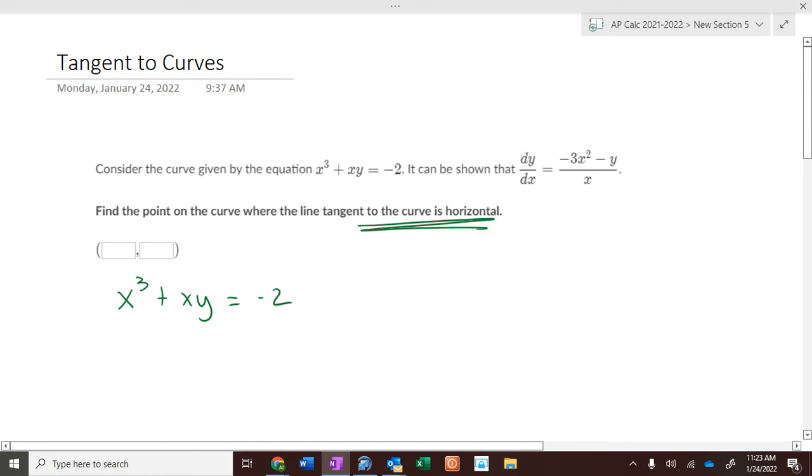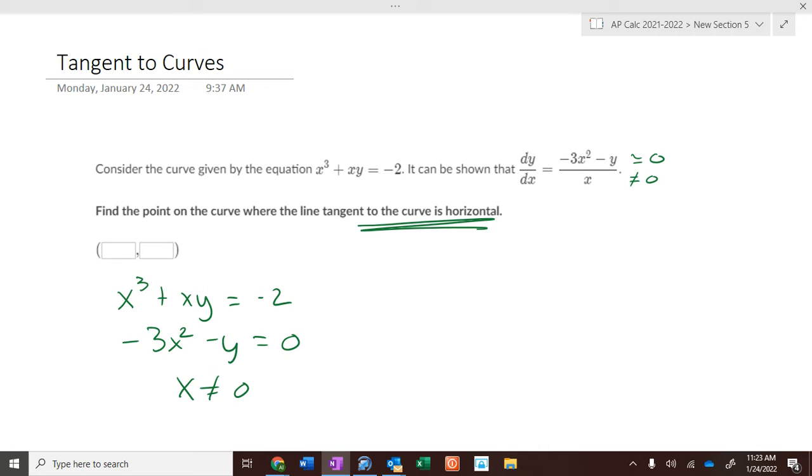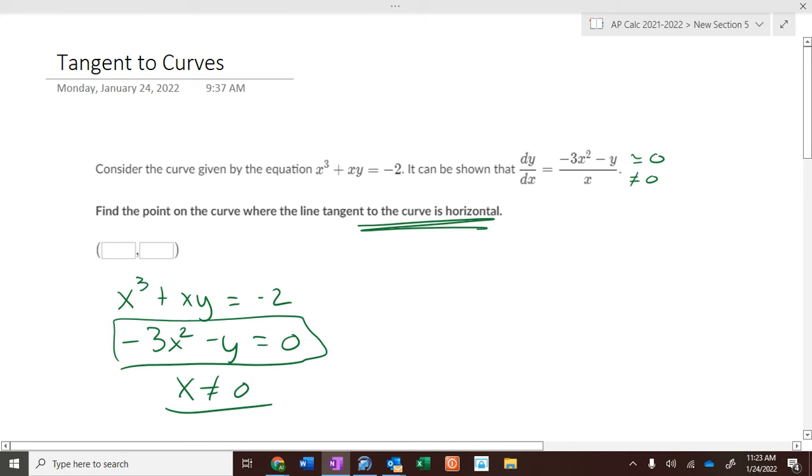If the curve is horizontal, that means the numerator has to equal 0 and the denominator cannot equal 0, okay? So you set the numerator equal to 0 and the denominator not equal to 0. Okay? Now, let's solve for an equation. Well, there's no solving for that, so we're going to solve this one.